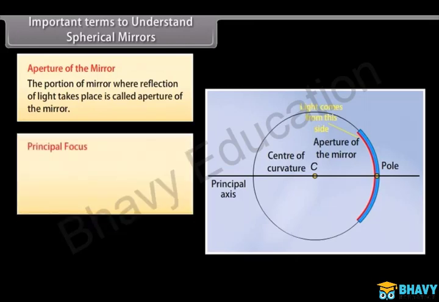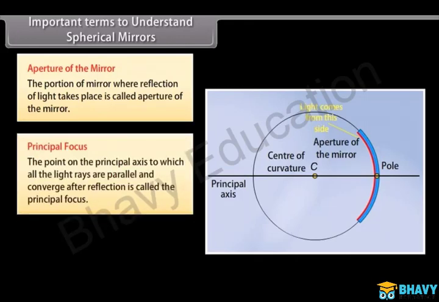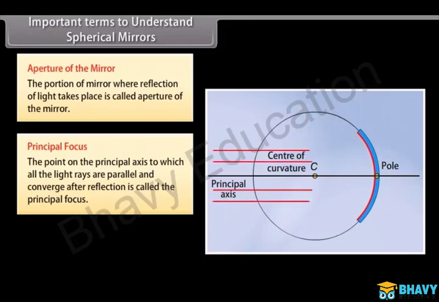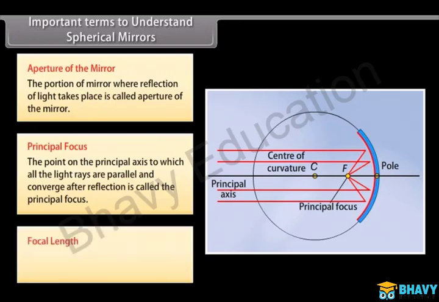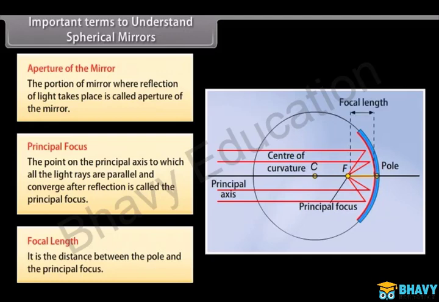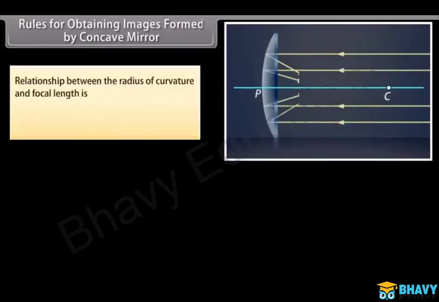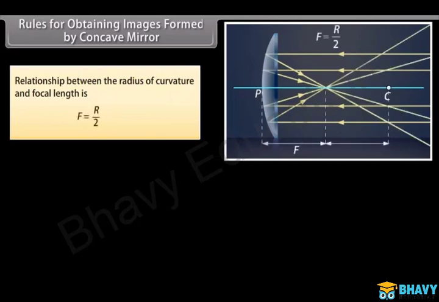Principal focus. The point on the principal axis to which all the light rays parallel to the axis converge after reflection is called the principal focus. Focal length. It is the distance between the pole and the principal focus. Rules for obtaining images formed by concave mirrors. The relationship between the radius of curvature and focal length is F is equal to R upon 2.